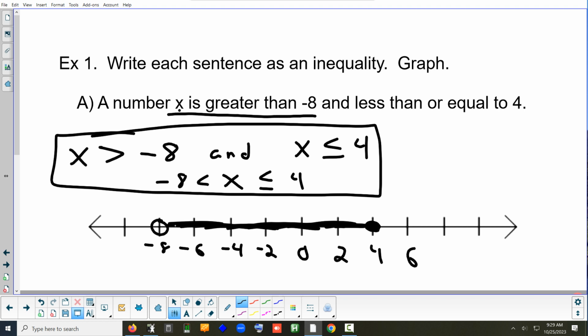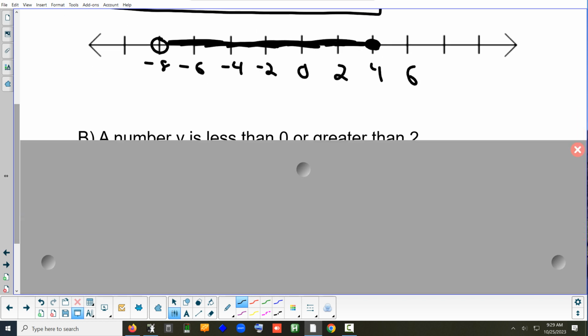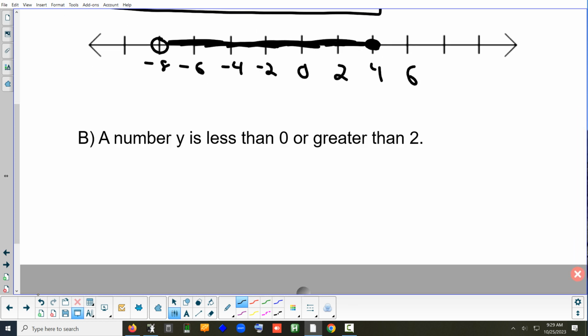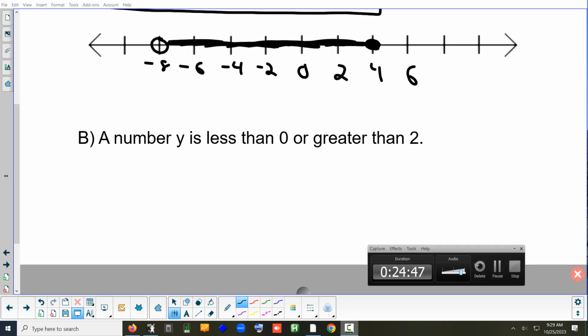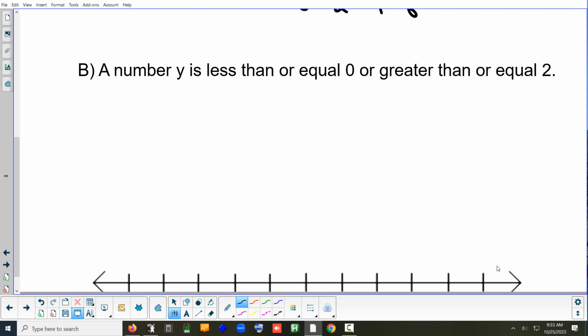All right, so why don't you guys try 1B. A number y is less than 0 or greater than 2. And if you really want to spell it out, it's a number y is less than 0 or the number y is greater than 2. So try that and then we'll take a look. Okay, so I updated mine because the guided notes had the equal to. So less than or equal to 0 or greater than or equal to 2.